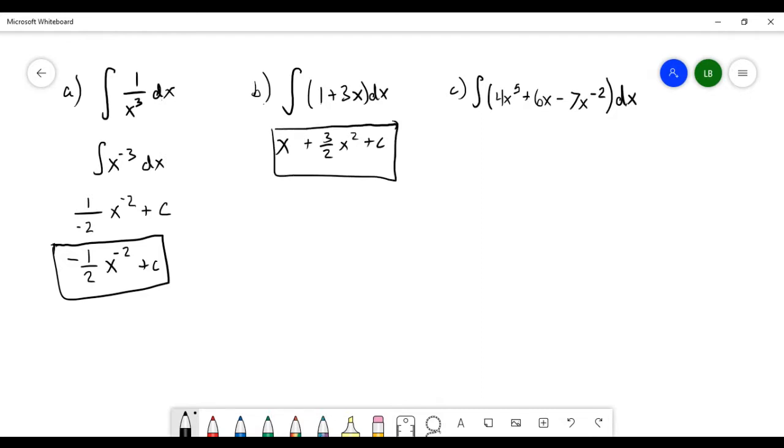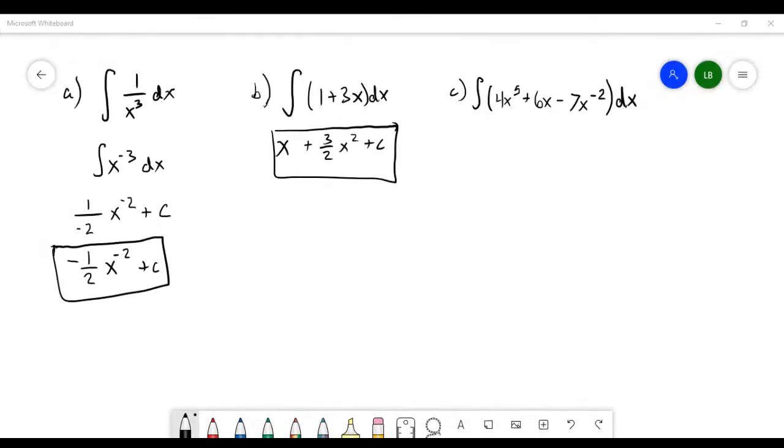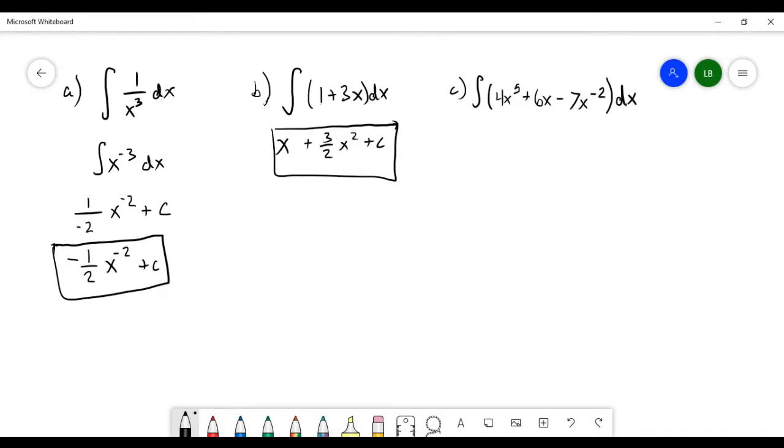All right, how about for c? Said 2/3 x to the 6th, yes, plus 3x squared, good. Then plus 7 divided by x plus c. Yep, looks right. Again, you just use the power rule on all of these. We do, in fact, get 2/3 x to the 6th plus 3x squared plus 7 over x plus c.